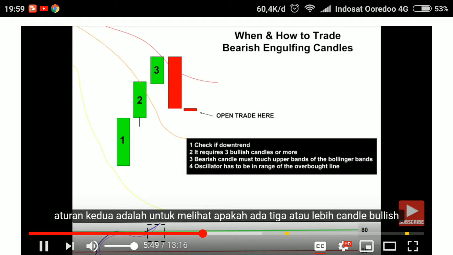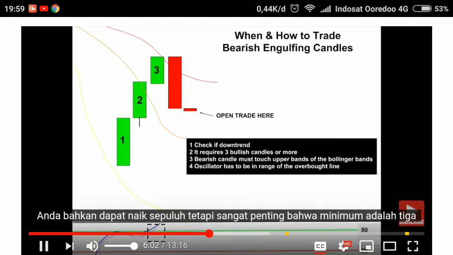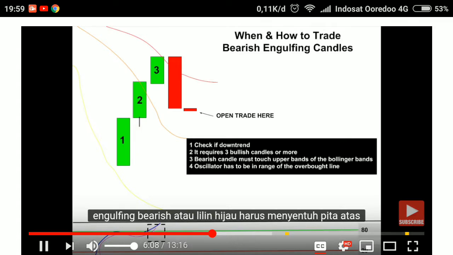The second rule is to see if there are 3 or more bullish candles. The minimum amount is 3, but you may want even 4 or 5, it depends. Sometimes you can even have 10, but it's very important that the minimum is 3. The bearish engulfing or the green candle has to touch the upper band of the Bollinger Band. And if it doesn't touch the band, at least it needs to be very close to touching it.